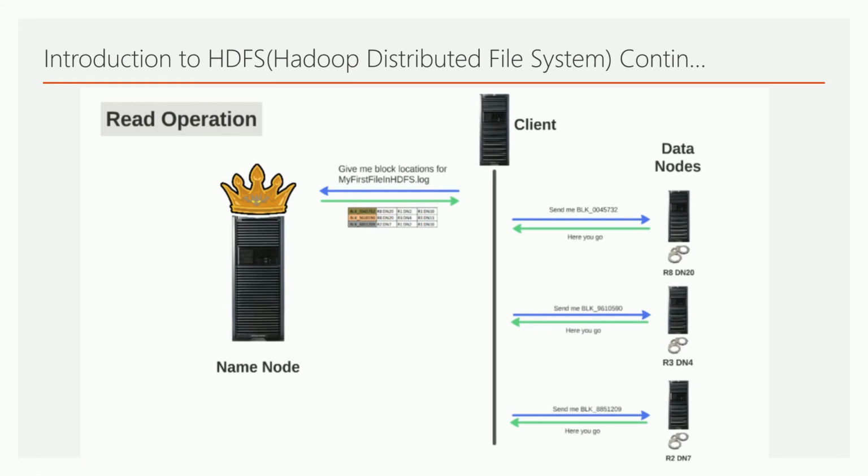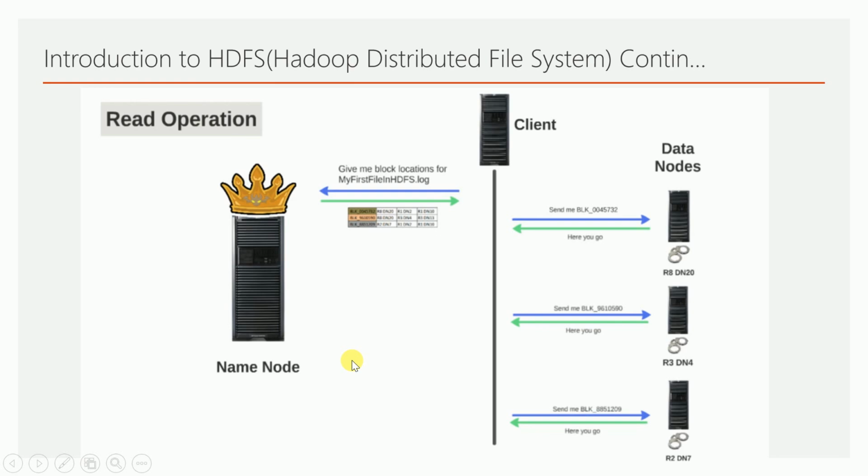So we need to have a recovery mechanism. There are different types of recovery mechanisms. One is you can have multiple name nodes. Always one name node will be active and the other will be in standby or passive mode. If there is an issue with the active name node, the standby name node will become the active name node.